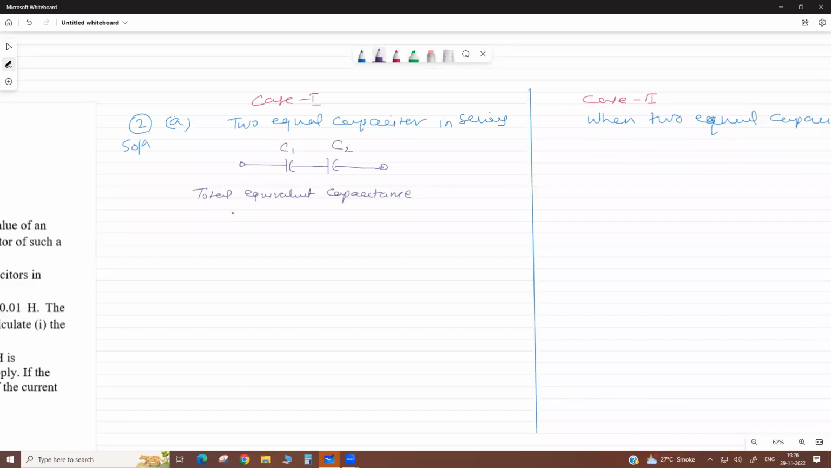Equivalent capacitance in parallel is just opposite to resistance. In series, we denote the total equivalent capacitance as CS, which equals 1 by C1 plus 1 by C2, or C1 C2 by C1 plus C2.